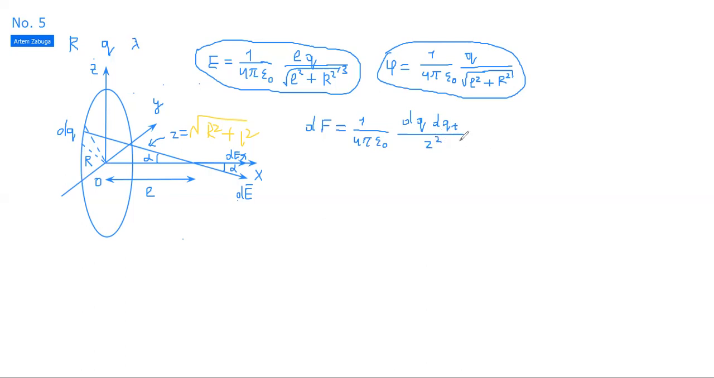So we can use Coulomb's law, but here you can see two differentials, dq and dq_t. So it is necessary to calculate a double integral. It will be a double integral, but it is possible to use a simpler way in this case.